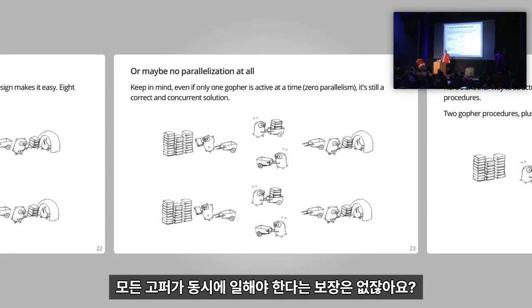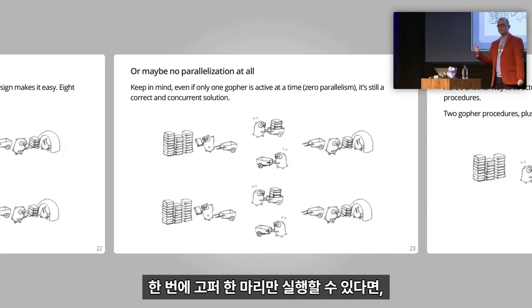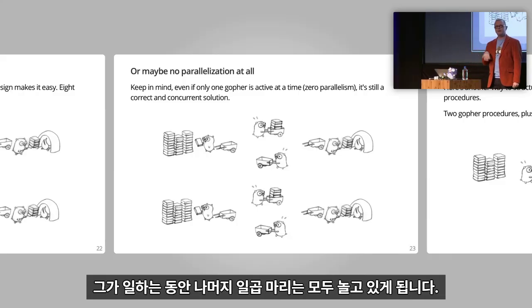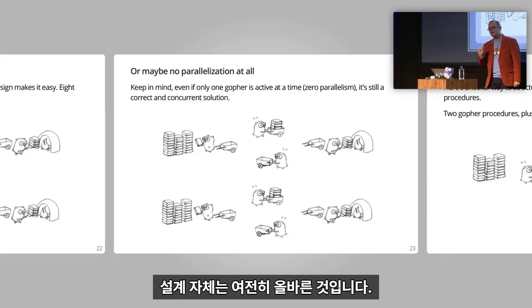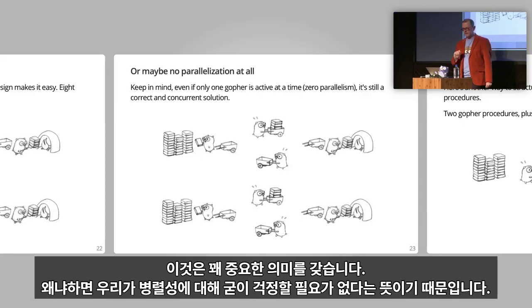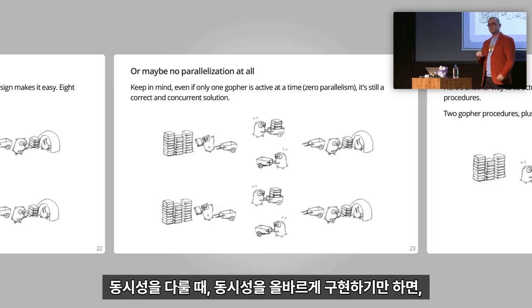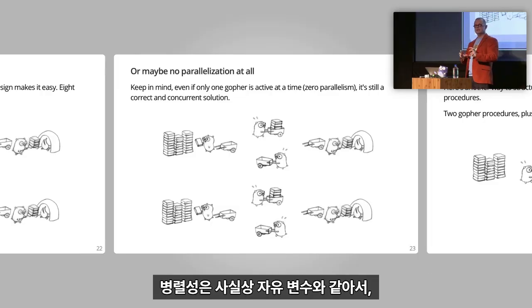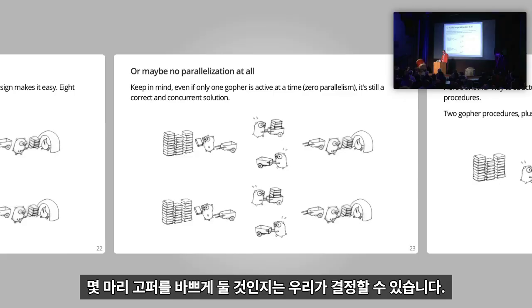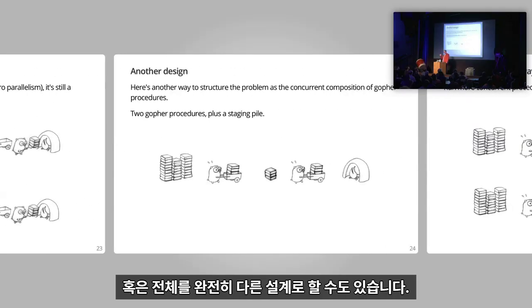Or maybe there's no parallelization at all. Who says that all these gophers have to be busy at once? I might only be able to run one gopher at a time, in which case this design would only run at the rate of a single gopher like the original problem, and the other 7 would all be idle while he's running. But the design is still correct. And that's a pretty big deal, because it means that we don't have to worry about parallelism when we're doing concurrency. If we get the concurrency right, the parallelism is actually a free variable that we can decide just how many gophers are busy.